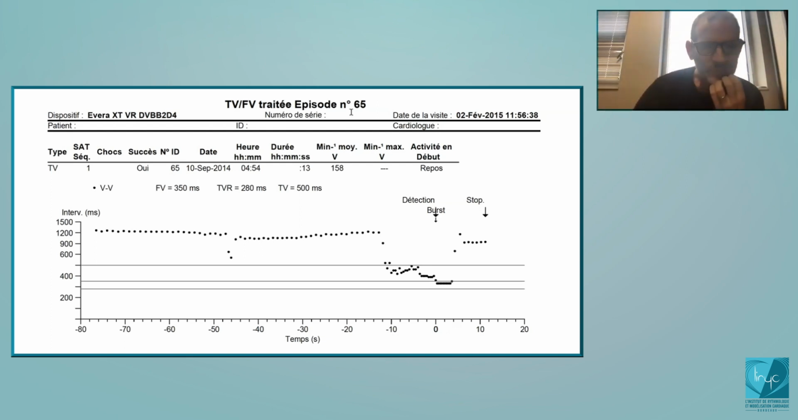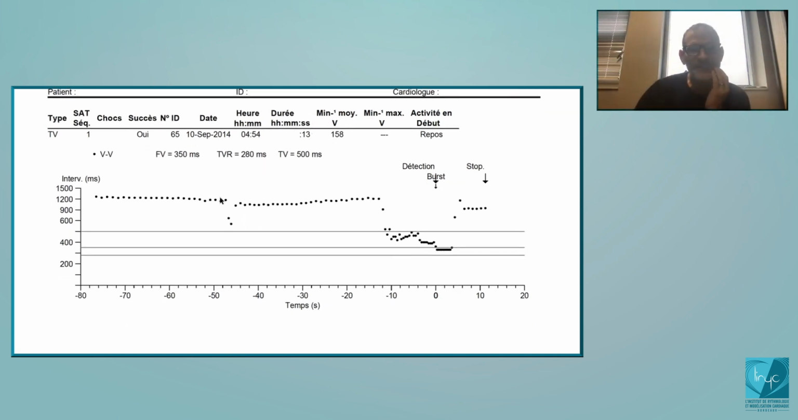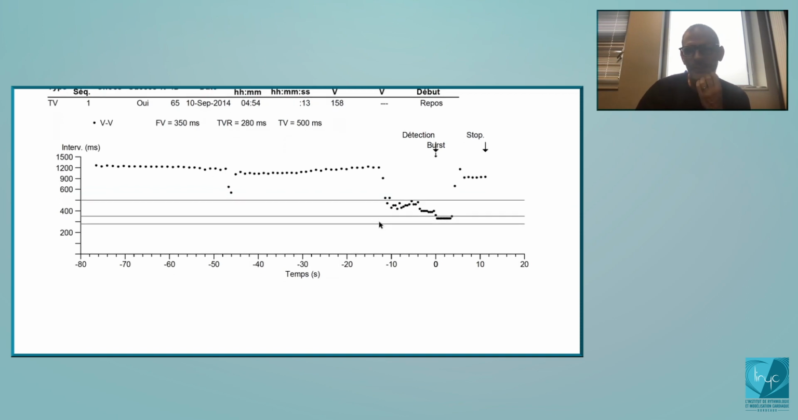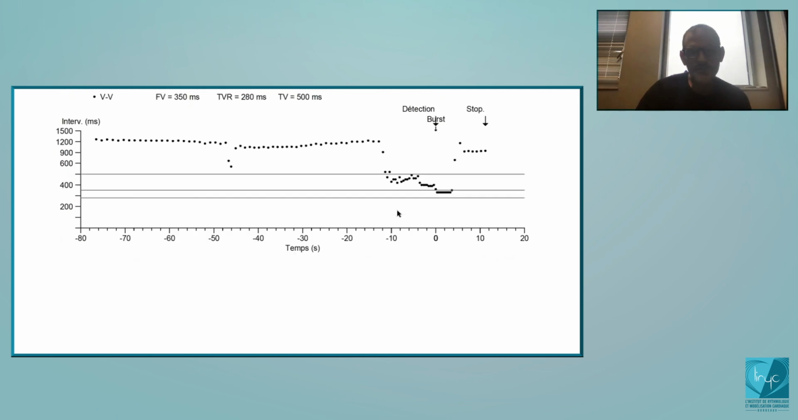So let's have a look at this example here. This is also a single lead ICD. You see initially a normal rhythm and then an acceleration inside the VT zone. Once more, this programming is a bit surprising when you consider the guidelines nowadays, but okay. And you see that the rhythm is quite unstable.